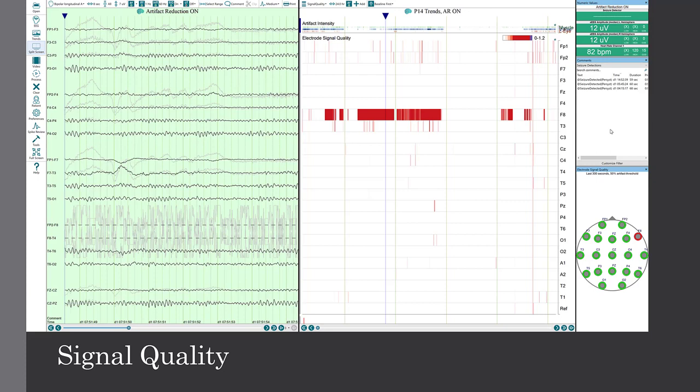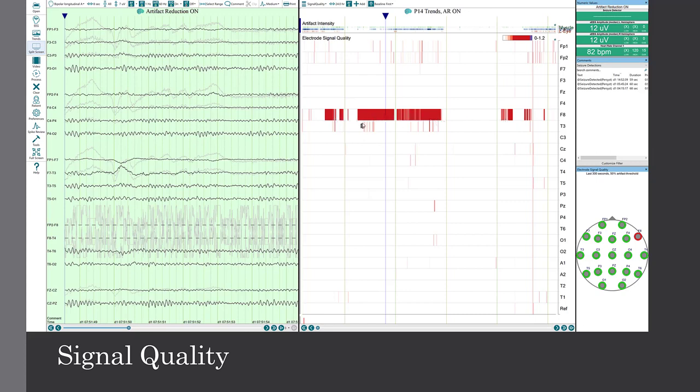Okay, aside from that, when we're looking at electrode signal quality, it can be helpful to know how much of the recording had this electrode bad. So if you switch over to the signal quality trend, there's a little drop down at the top, and you can pick signal quality. You can change the duration. This is a case where zooming out might be helpful. And we can see how much over the course of this recording that F8 electrode was bad.